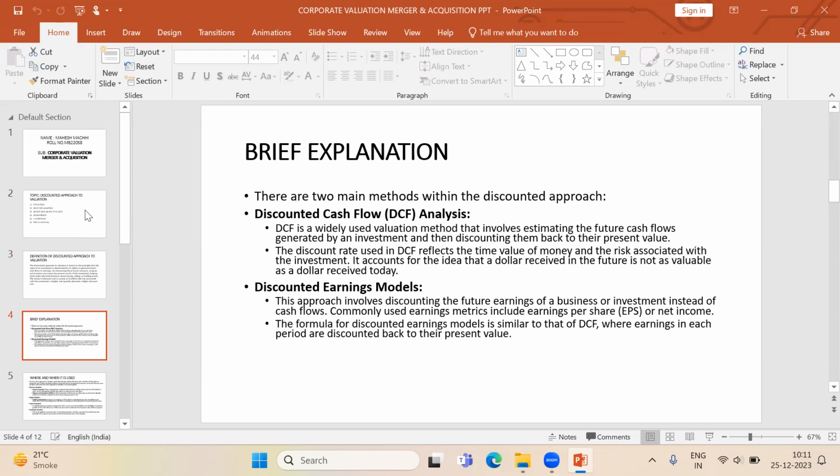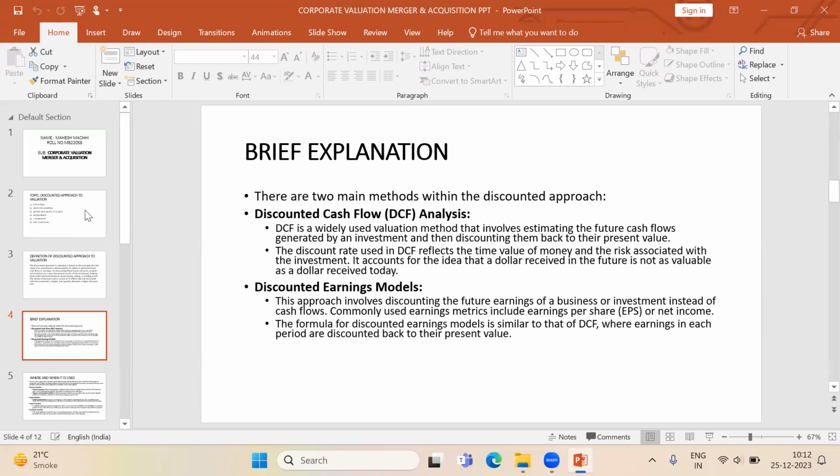Now we will see brief explanation. There are two main methods within the discounted approach: discounted cash flow analysis. DCF is a widely used valuation method that involves estimating the future cash flows generated by an investment and then discounting them back to their present value. The discount rate used in DCF reflects the time value of money and the risk associated with the investment. It accounts for the idea that a dollar received in the future is not as valuable as a dollar received today.